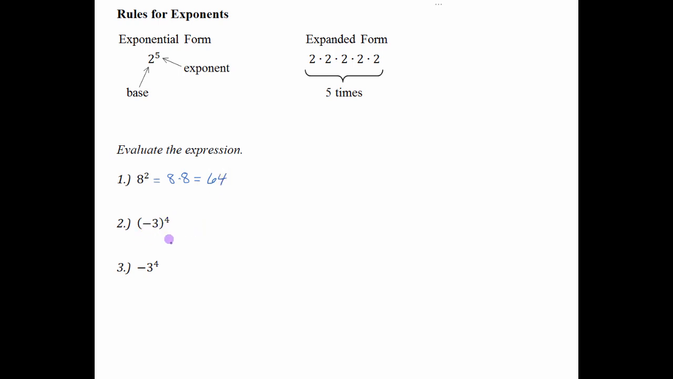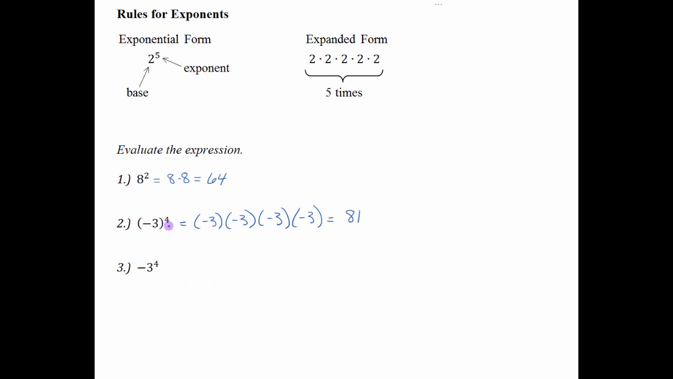Here we have a negative 3 to the 4th power. So that means negative 3 multiplying itself 4 times. So a negative times a negative times a negative times a negative, we're going to have an even number of negatives. We recall that that means we're going to have a positive result. 3 times 3 is 9, times 3 is 27, times another 3 is a positive 81.